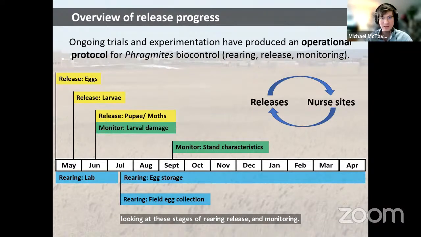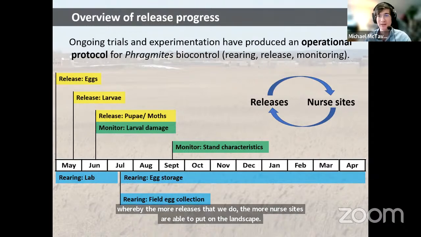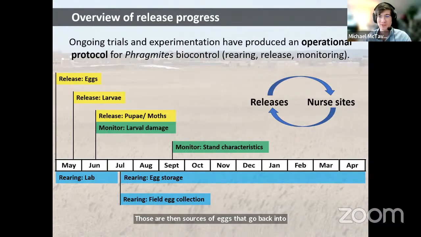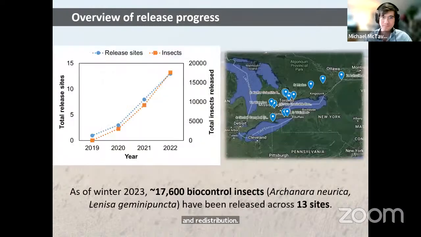It's worth noting here that there is a positive feedback cycle that we're trying to set up, whereby the more releases that we do, the more nurse sites we are able to put on the landscape. Those are then sources of eggs that go back into rearing and redistribution. And so again, we get this positive feedback cycle that we're looking to set up.